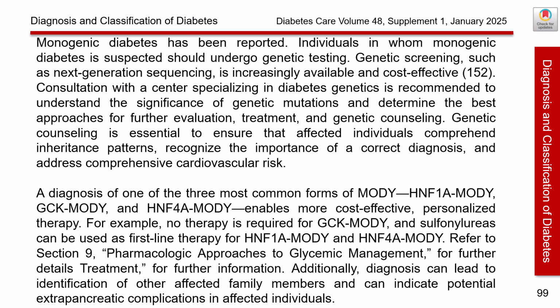A diagnosis of one of the three most common forms of MODY, HNF1A MODY, GCK MODY, and HNF4A MODY, enables more cost-effective, personalized therapy. For example, no therapy is required for GCK MODY, and sulfonylureas can be used as first-line therapy for HNF1A MODY and HNF4A MODY. Refer to Section 9, Pharmacologic Approaches to Glycemic Management, for further details on treatment. Additionally, diagnosis can lead to identification of other affected family members and can indicate potential extrapancreatic complications in affected individuals.